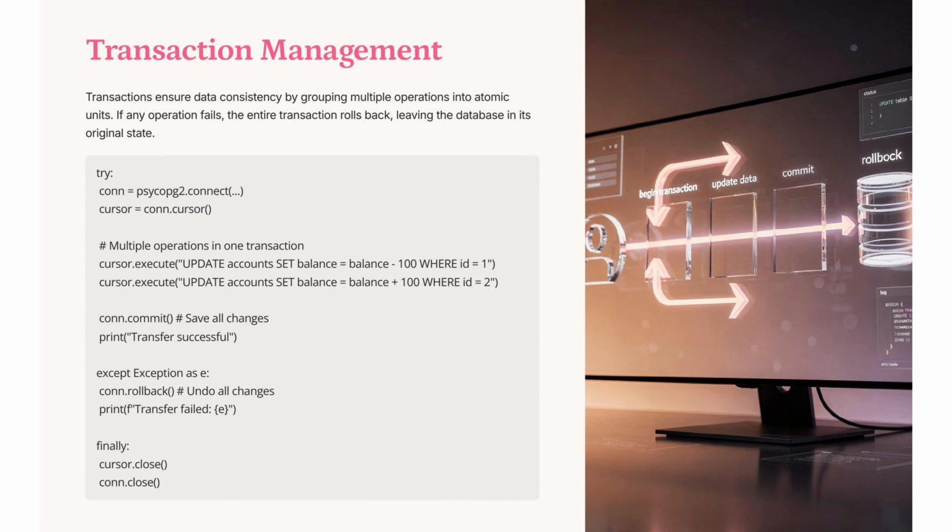Transaction management is crucial for maintaining data integrity. By grouping operations into atomic units, transactions ensure that either all operations succeed or none do. In case of failure, a rollback restores the database to its original state, preventing partial updates. This approach is essential for reliable database operations, especially in financial applications.